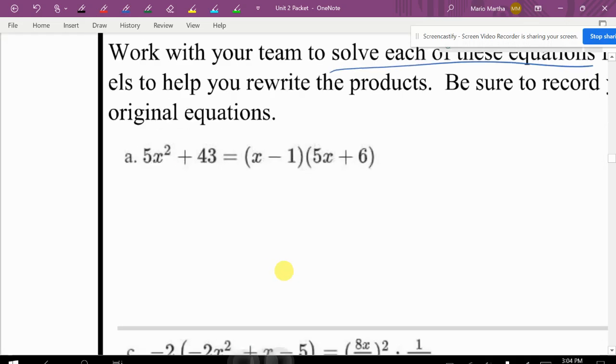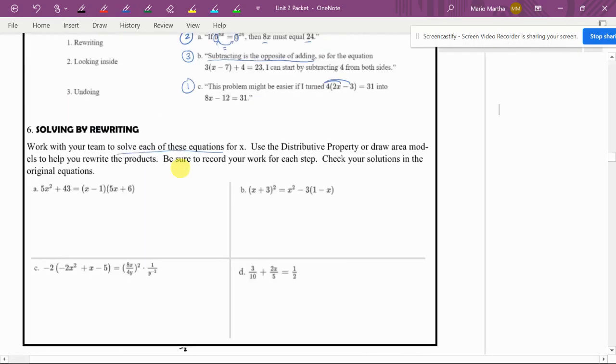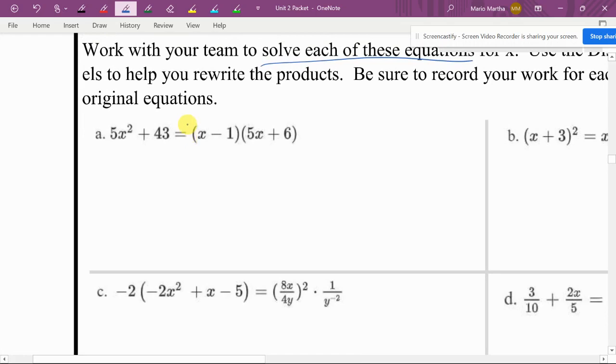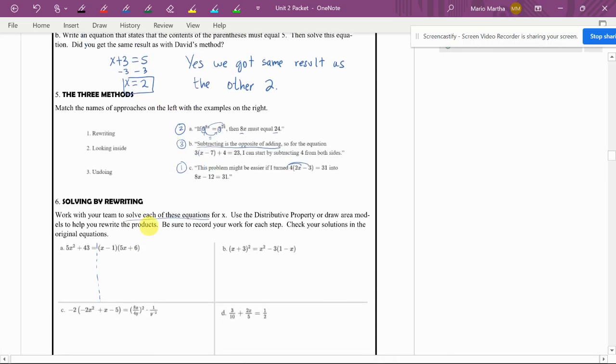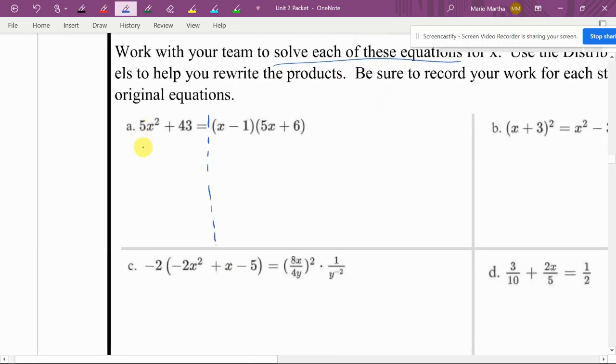Okay, so again, what you want to do first is make sure that you write your line. You want to separate the left from the right side of the equation. Let's look at the equation itself: 5x squared plus 43 equals x minus 1 times 5x plus 6. What we want to do first is check to see if we can simplify anything on the left side. If you notice, we cannot simplify anything on the left side. There are no like terms, so 5x squared plus 43 stays exactly the same.